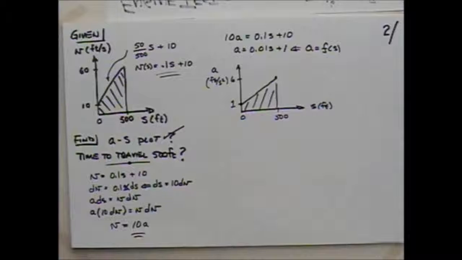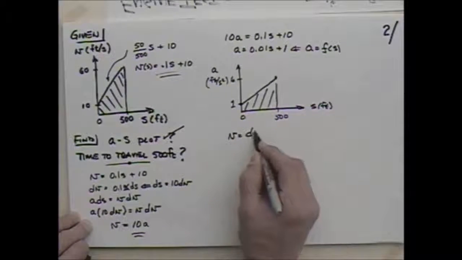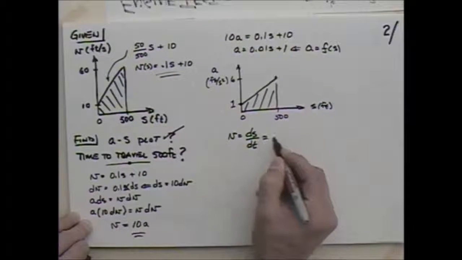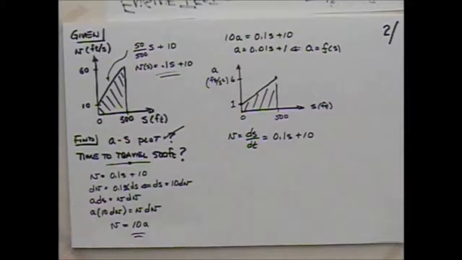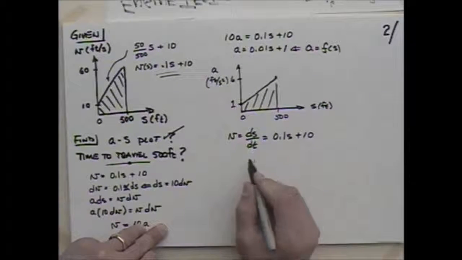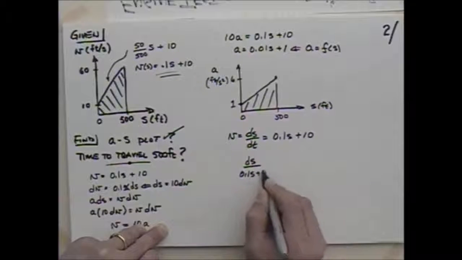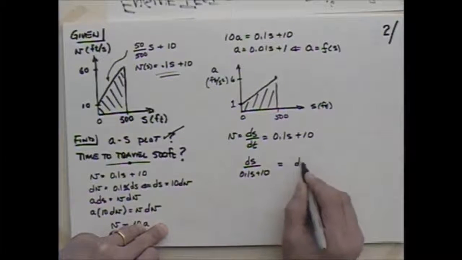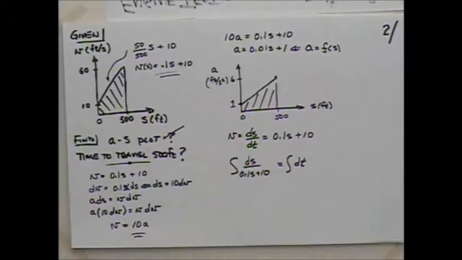We'd like to then look at the time to travel 500 feet. So the time to travel 500 feet. Why don't I say that my velocity, which I know is equal to what, ds dt, is that right? That was equal to 0.1 s plus 10. You buy that? So I could rearrange this a little bit. I could cross multiply and say that I have ds divided by 0.1 s plus 10 is equal to dt. And then if I integrate both sides of this, that should give me time, shouldn't it?